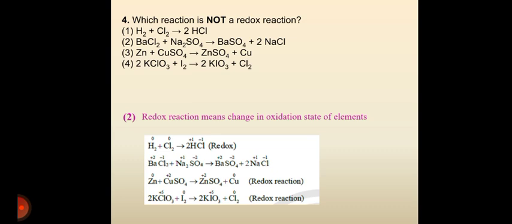For the first reaction, there is a change in oxidation state of both hydrogen as well as chlorine. For the third, oxidation state changes for zinc and copper. For the fourth one, it changes for chlorine as well as iodine. But for the second reaction, there is no change in oxidation state of the elements, neither for barium, nor chlorine, nor sodium, nor sulfate. So this is not a redox reaction.